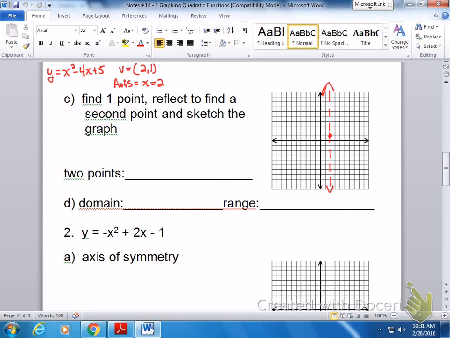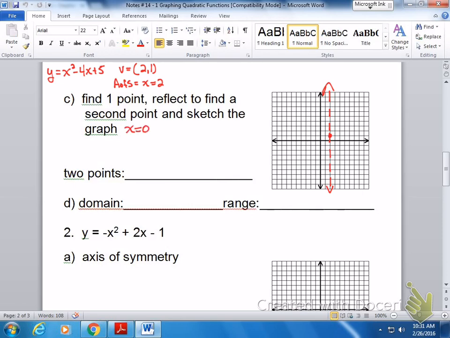Now C is the last thing we have to do. We need to find a point, and then we're going to use our axis of symmetry to reflect that and get a second point. The way you do this is you pick an x value. You don't want to pick a super big or super small x value, probably something close to what your vertex or axis of symmetry was. The easiest point to always use is x equals 0 if you can.